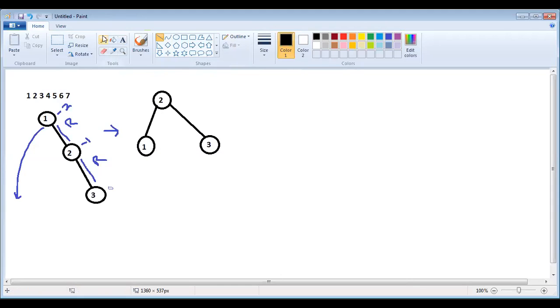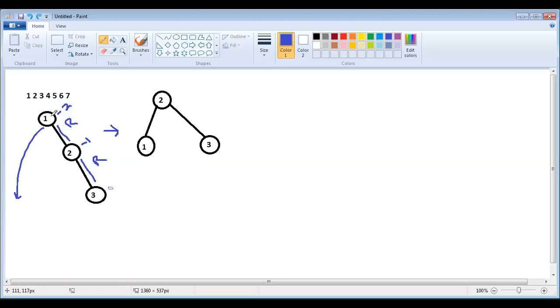This is 0. This is also 0. And this is also 0. 3 is also 0. Now it is a proper AVL tree. We will move to the next step. What is the next element I have to insert? 4.